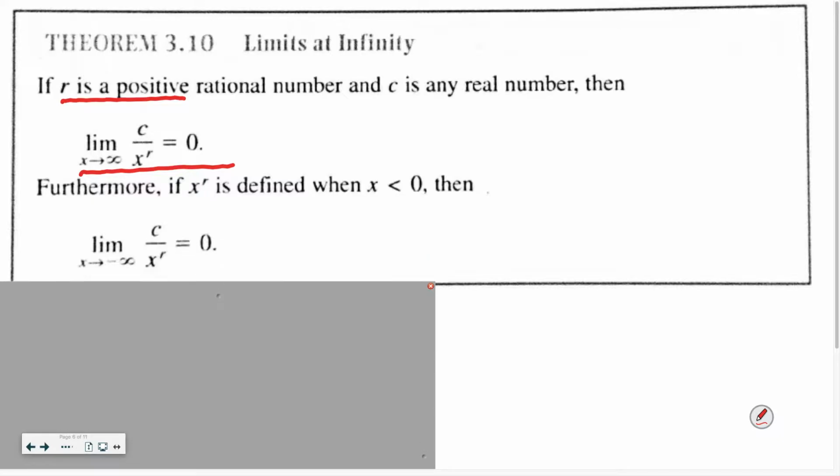Same thing would happen if we had x is less than 0. Same thing if we were to go to negative infinity. If x is going to be less than 0, then the same thing would happen. If your denominator grows and grows and grows, and your numerator stays the same, then your fraction is going to approach 0. Are we all okay with that rationale? Yes.